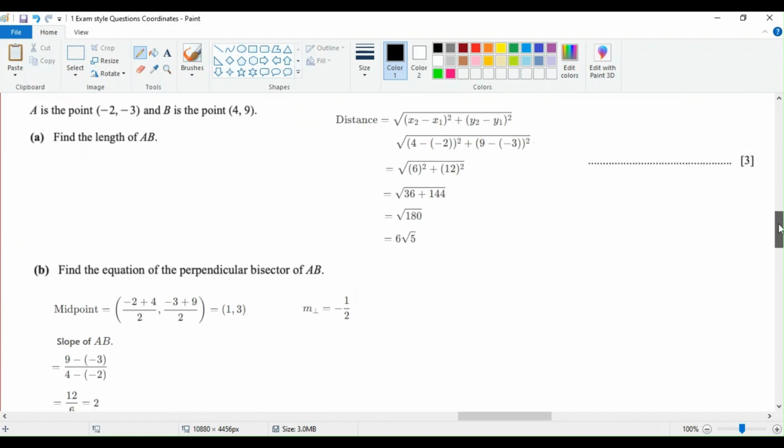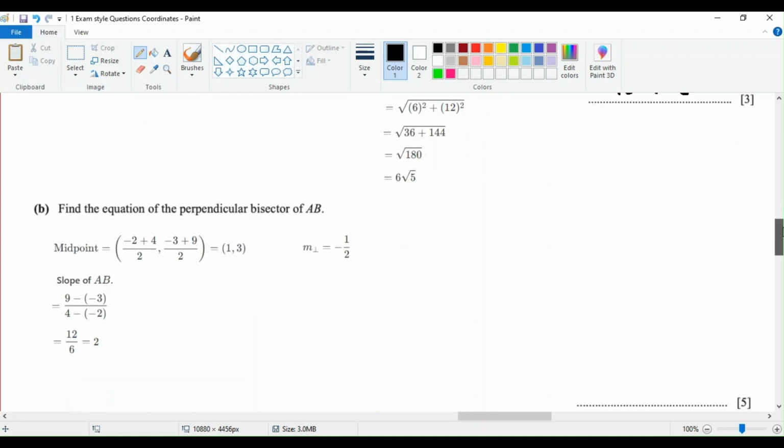Now, the next question is: A is the point negative 2, negative 3, and B is the point 4, 9. We need to find the length. The length formula is already over here. Substitute the values of 4, 2, and 9, 3. We get the distance, which is 6 root 5, and 6 root 5 should give you something like 13.41. So 13.416 or 13.42 is going to be the expected answer.